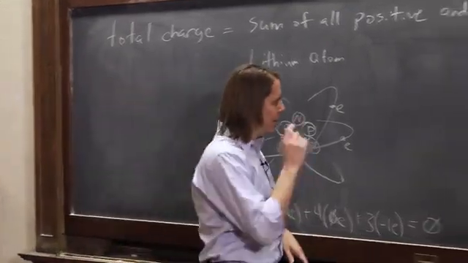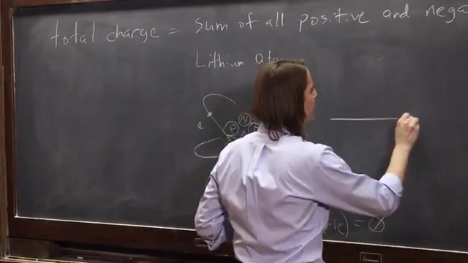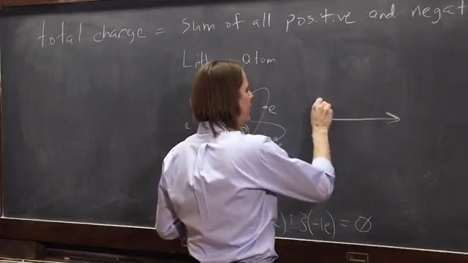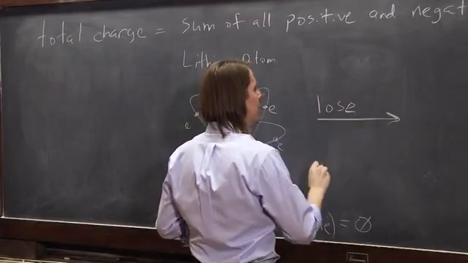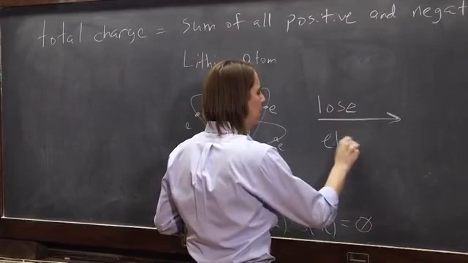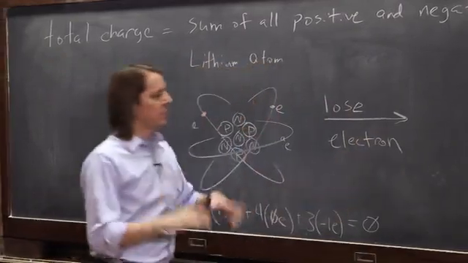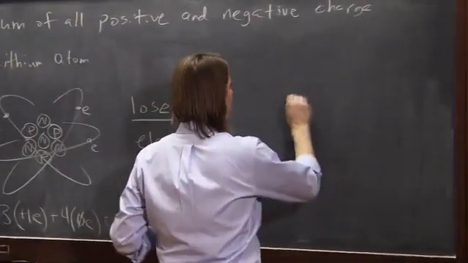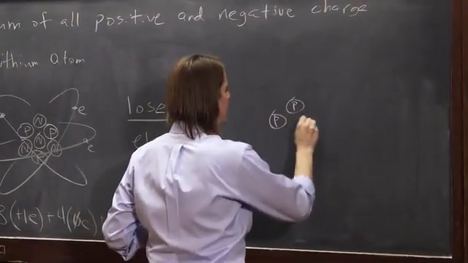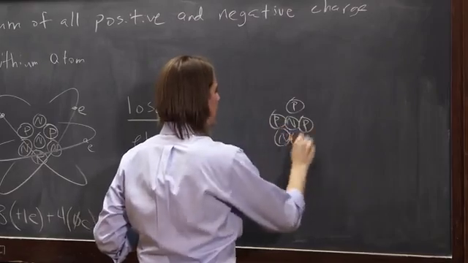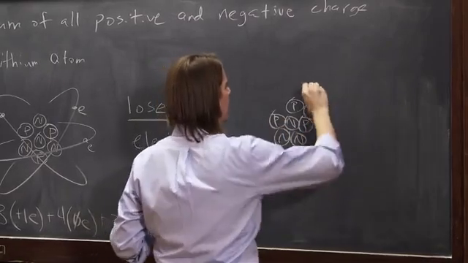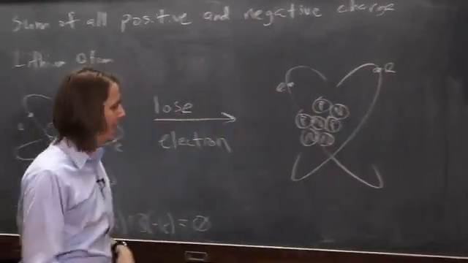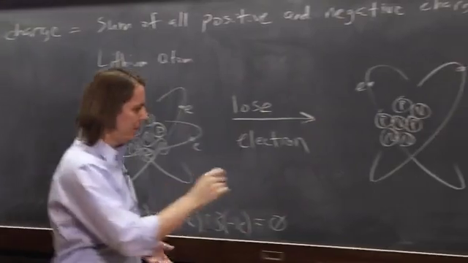Now, we want to think about something that's not neutral, that has charge. Something bad has to happen to this lithium atom. Something horrible. Let's say it loses an electron. I don't know how. I don't even want to ask. Who knows? Let's just say it loses an electron. P, P, P, N, N, N, N, E, E, and that's all. It looks horrible. Well, let's add it up real quick.